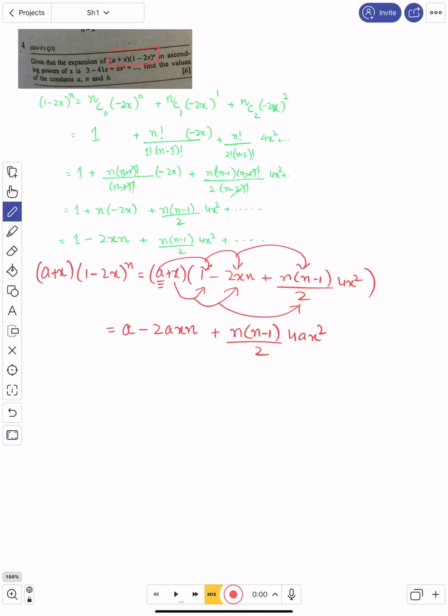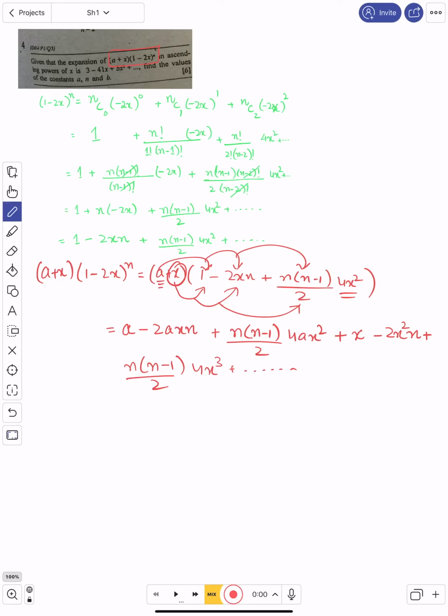This one is done, and now x will be there, x ones are x, minus 2nx squared, and this x goes to multiply with this number to give us 4x cubed. Now our expansion is over.